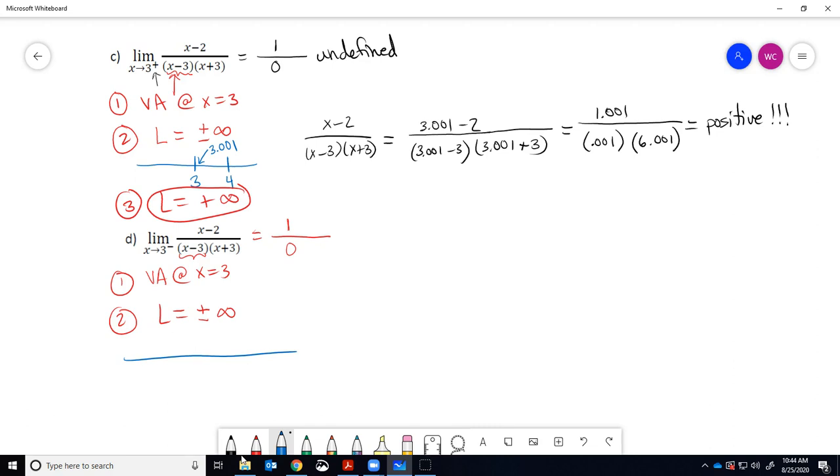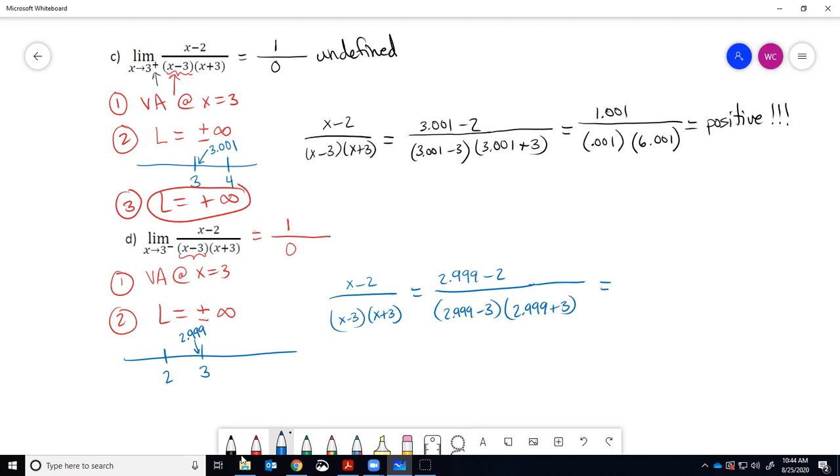So number line, here's my 3. We're approaching from the left. To the left of 3 is 2. So immediately to the left of 3 would be like 2.999. That'll work. All right, let's plug it in. So x minus 2 over x minus 3, x plus 3. We end up with 2.999 minus 2 over 2.999 minus 3 times 2.999 plus 3.